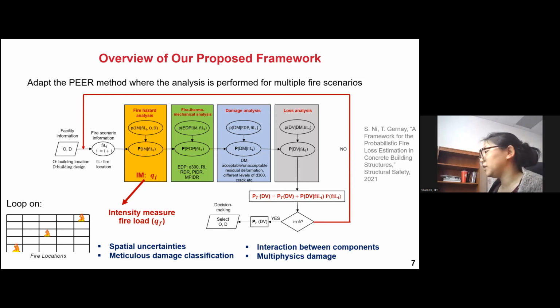The last step is the loss analysis. Based on the probability of damage at each damage level and the probability of structural collapse, we also consider the repair cost, which is also described in a probabilistic manner. Finally, we can calculate the fire loss. This fire loss can be in a probabilistic manner, but for this framework, we mainly output the mean value, the expected value.